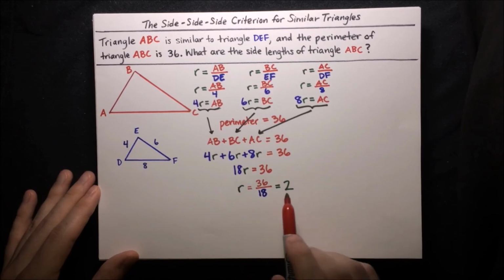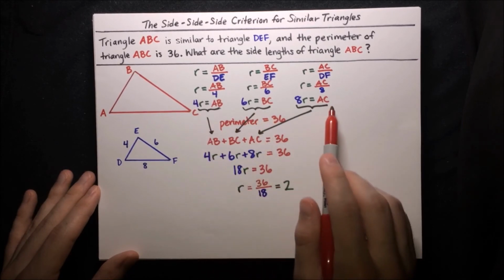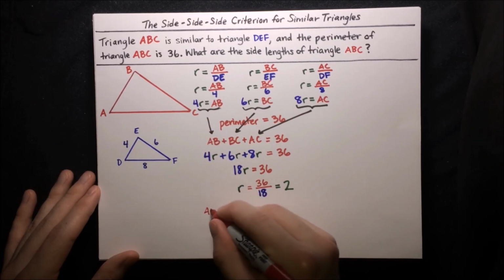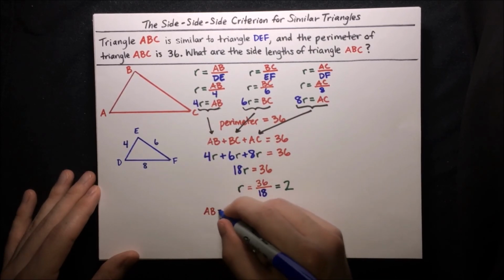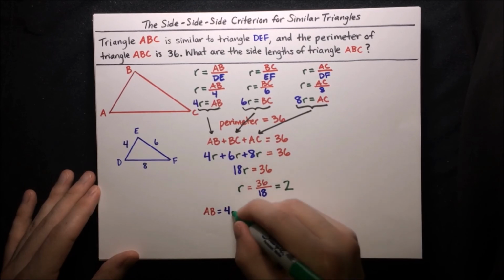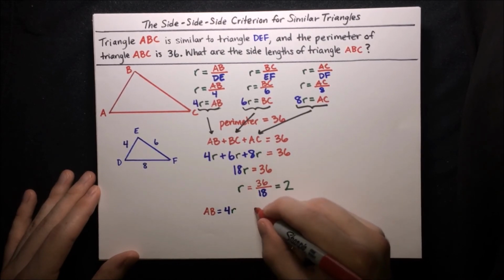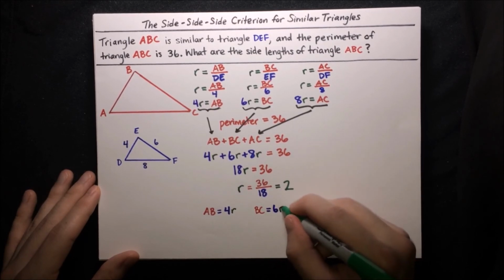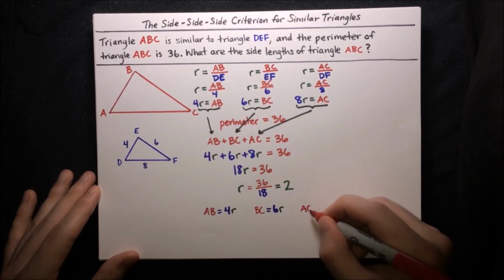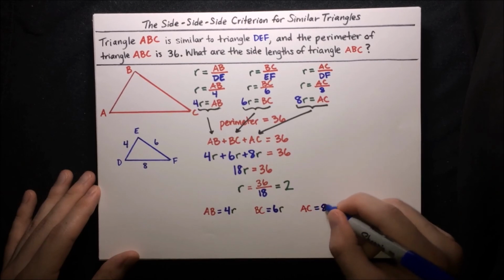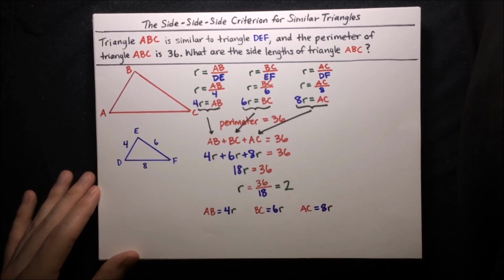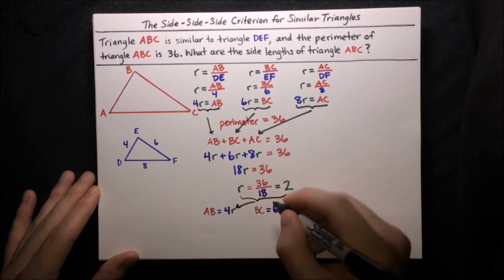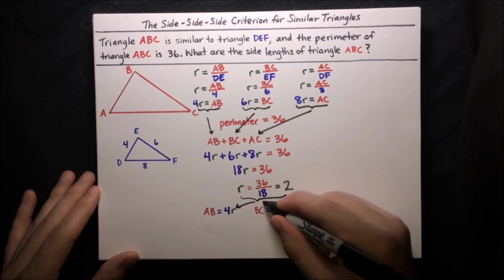Now that we have r, we can substitute back into these equations. Let's write down those equations again. AB is equal to 4r, BC is equal to 6r, and AC is equal to 8r. And then we can go ahead and substitute in for r into each of these equations.